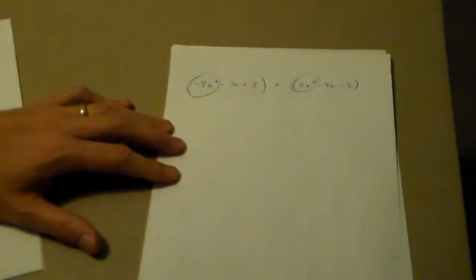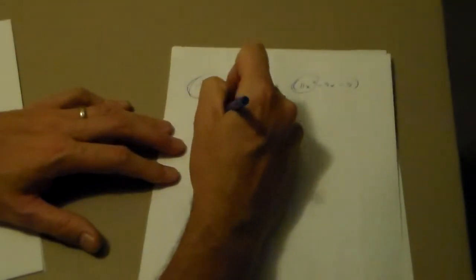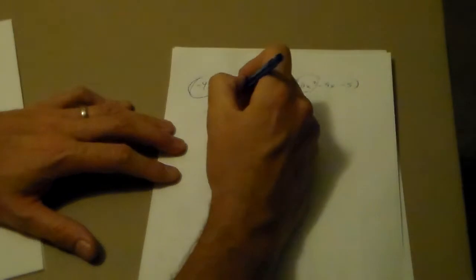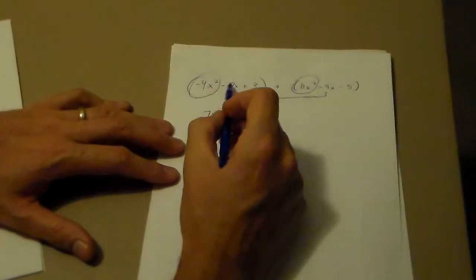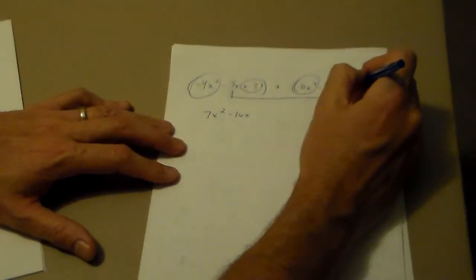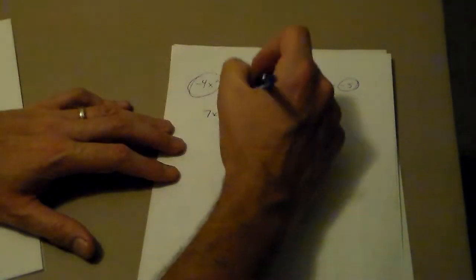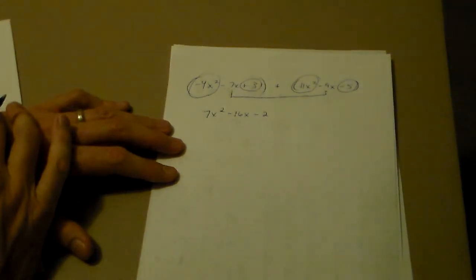So negative 4x squared plus 11x squared. Negative 4 plus 11 gives me a 7. Okay? Negative 7x minus 9x, you lose 7, you lose 9 more. Guess what? You're down 16. And then I've got 3 plus a negative 5, or 3 minus 5, and that's going to give me a negative 2. Okay?